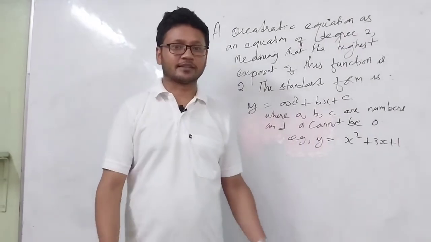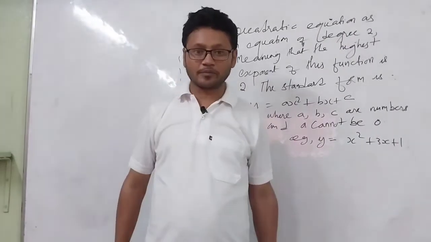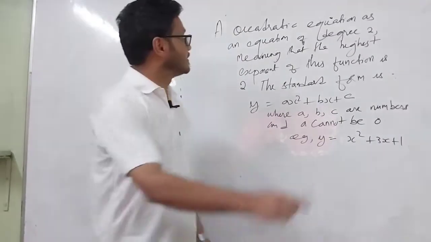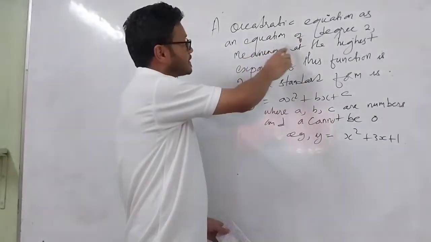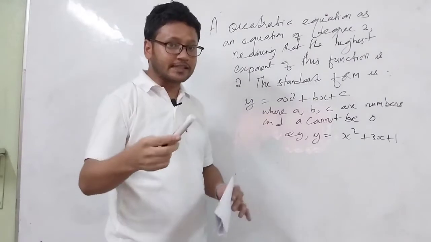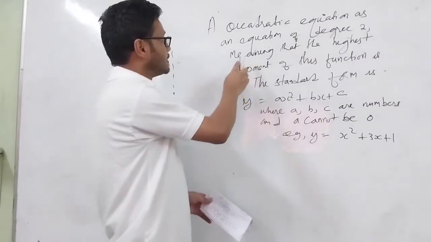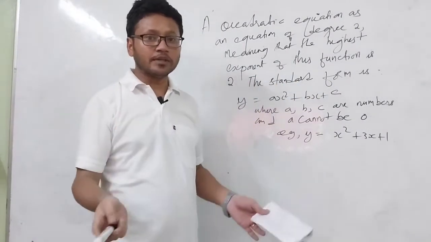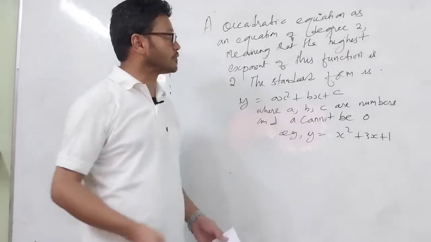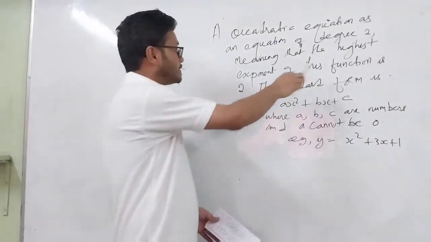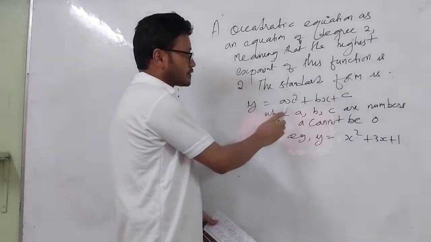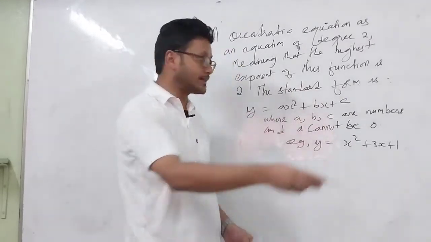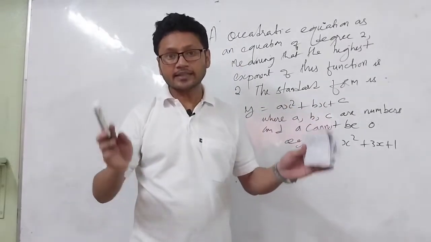First of all, we have to know about quadratic equations. Now see, what is a quadratic equation? A quadratic equation is an equation of degree 2. Degree means exponent, meaning that the highest exponent of this function is 2. Exponent means power, or we can say the index, or the degree also, of this function, 2. The standard form is y equals ax square plus bx plus c. This is the equation, or we can say this is the example of quadratic equations.